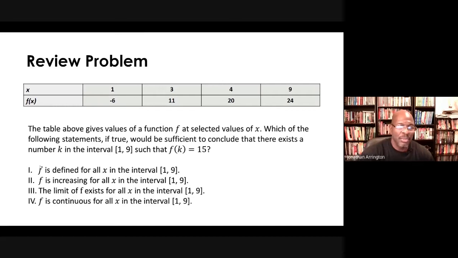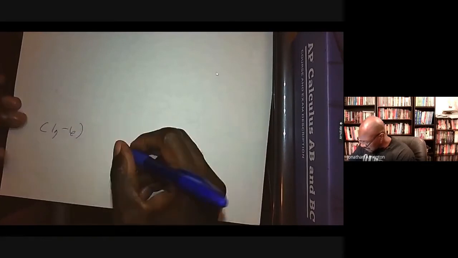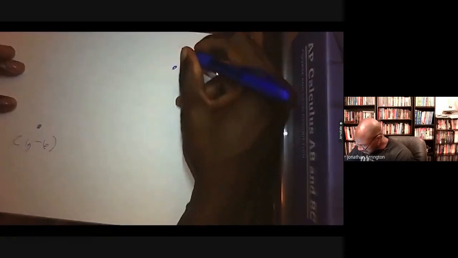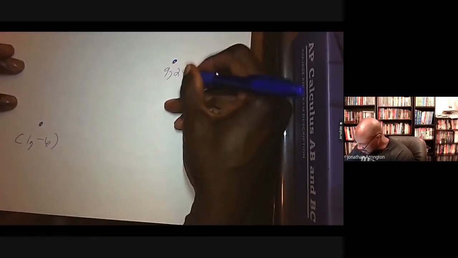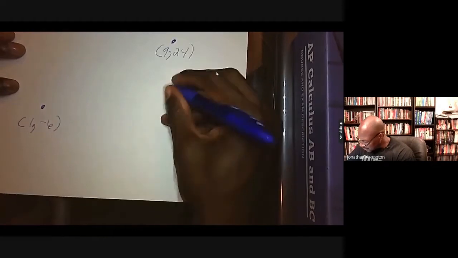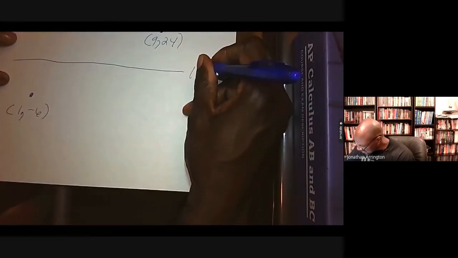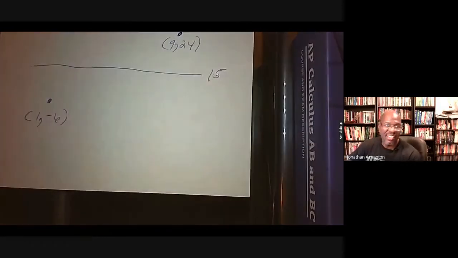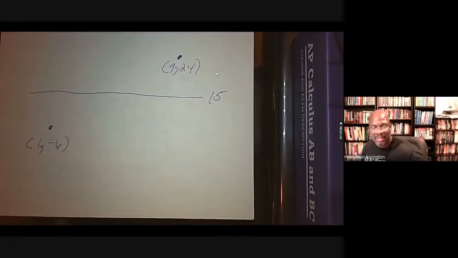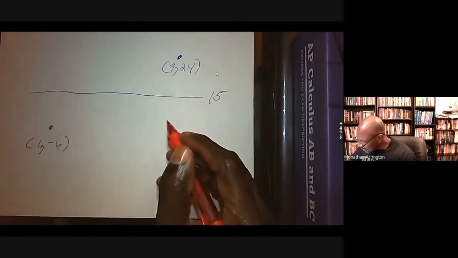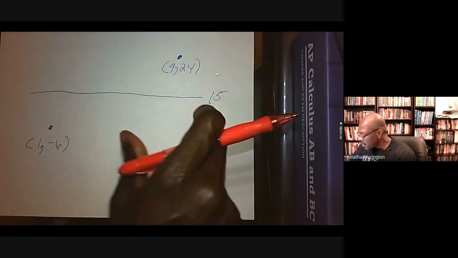A graphical example of this. So let's say this is the point (1, -6), and up here is the point (9, 24), and this is -6, this is 24, so say this line is 15. Now, I can have a function that's defined on every x value I have, and it doesn't necessarily have to be that a value equals 15.